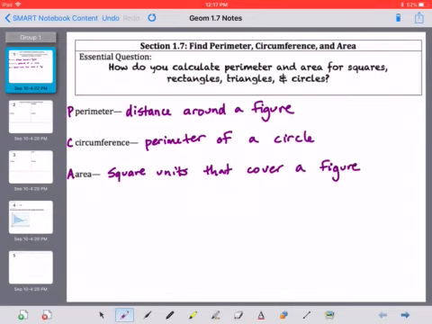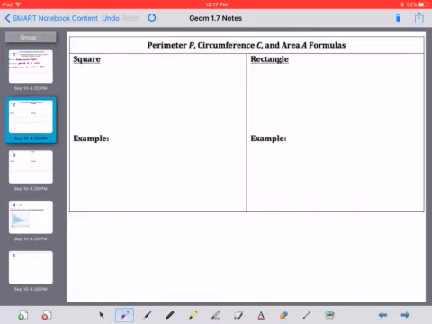And we're going to start out by discussing the perimeter and area of a square. So let's draw a square. We know a square has all sides the same. So I'm going to call this S, and this is S, and this is S, and this is S. So the perimeter would just be S plus S plus S plus S, or 4 times S. The area is S times S, or S squared.